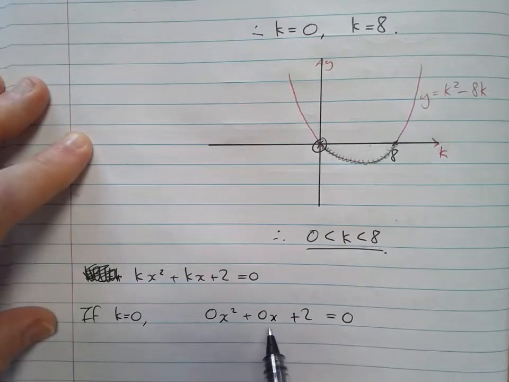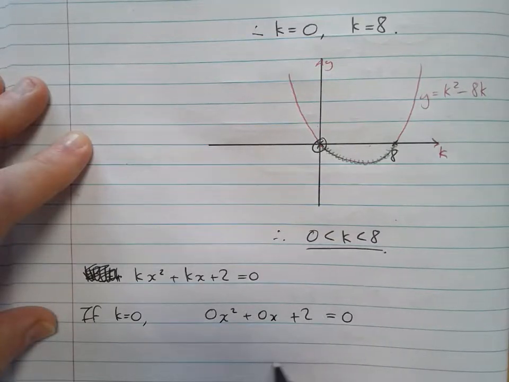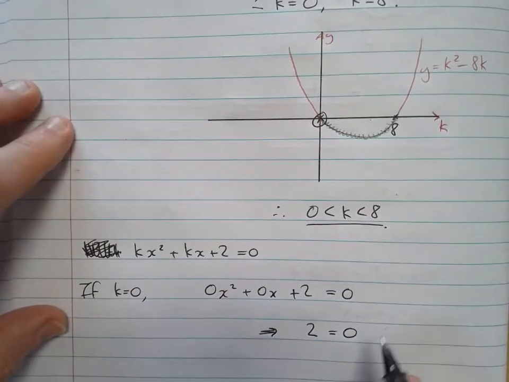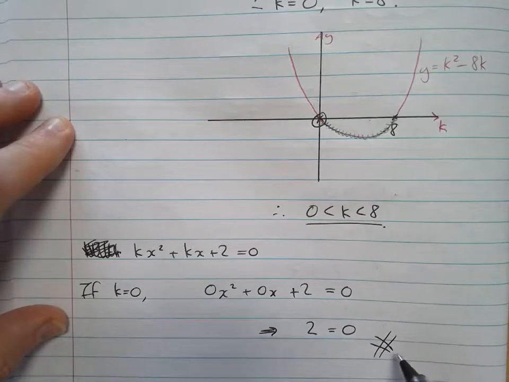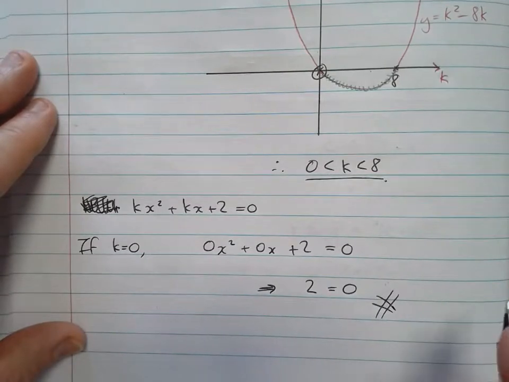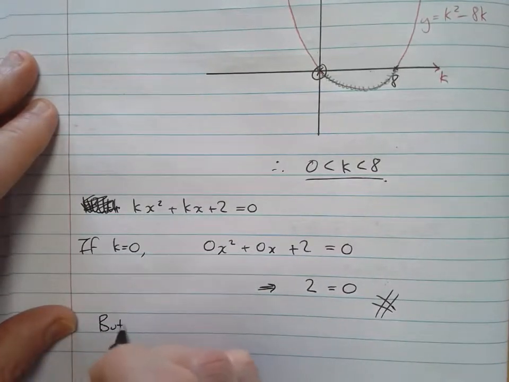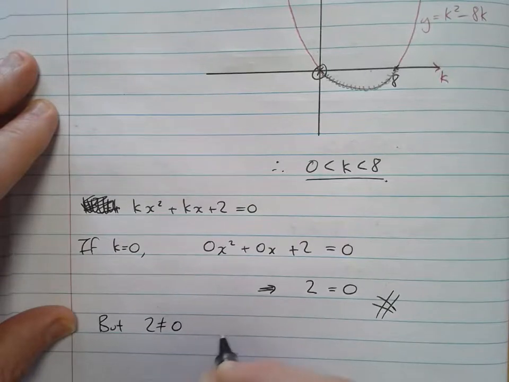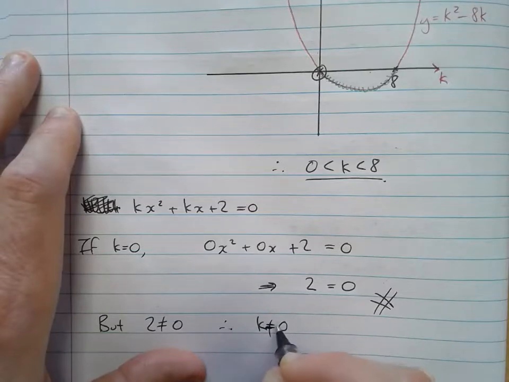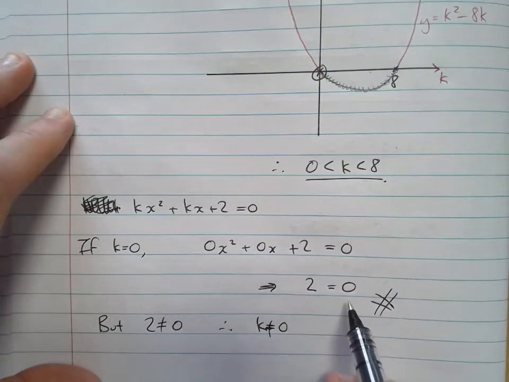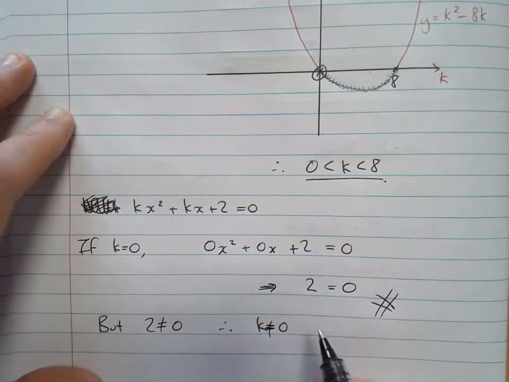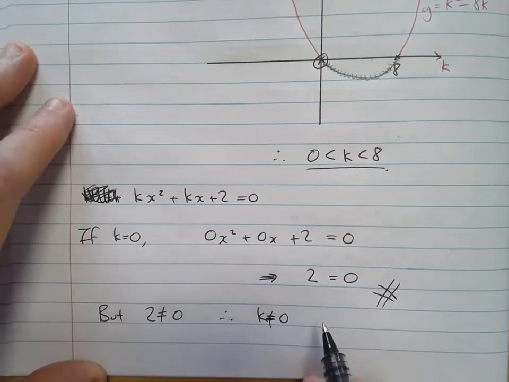0x squared is 0, 0x is 0, so the left hand side would reduce down to 2, and the conclusion would be that 2 equals 0. Well, 2 equals 0 is a contradiction. That's one symbol you can use to mean contradiction. So 2 doesn't equal 0, and therefore k cannot equal 0 either, because if k does equal 0, it leads to a contradiction. So that means the original premise that k equals 0 must be false. So k cannot equal 0 there.